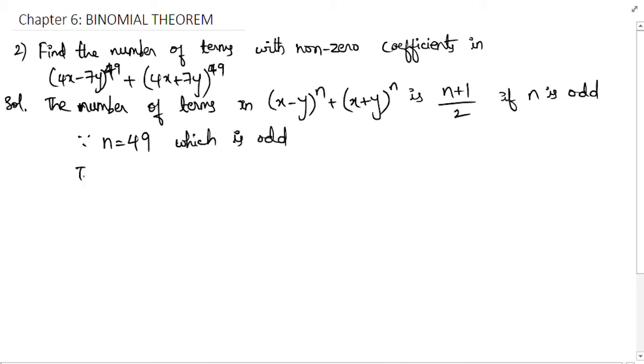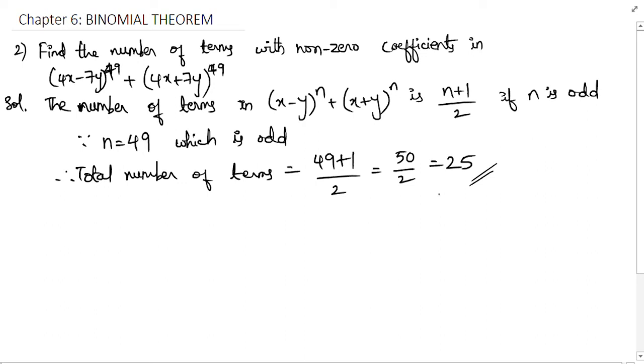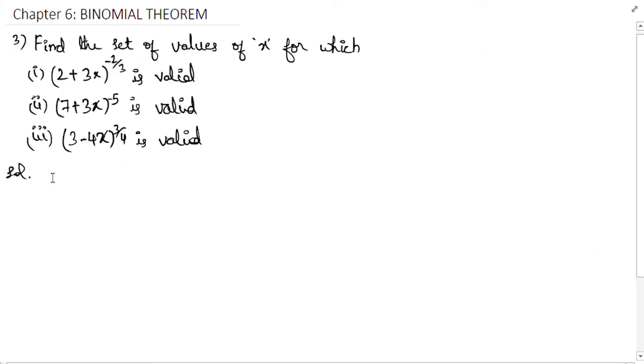Since n is equal to 49, which is odd, therefore the total number of terms will be equal to (49 + 1) by 2, because it is (n + 1) by 2. So this will be equal to 50 by 2, that is equal to 25. So 25 is the answer for our second question. Now we'll move on to the third question.